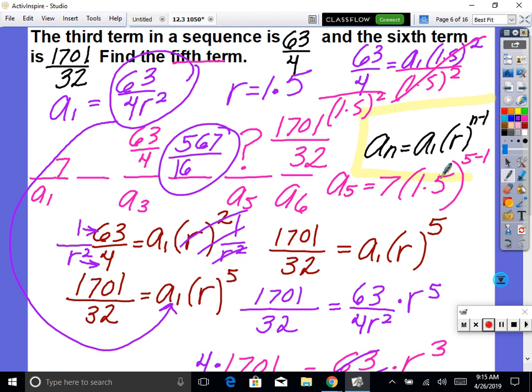How would you have to do it? You'd have to go like this. 1.5 is 3 halves. You'd have to know that. So then you would do 7 times 3 halves times 3 halves times 3 halves times 3 halves, because there's 4 of them. Then you just multiply straight across. That's how they're getting that. Does that make sense, everybody?